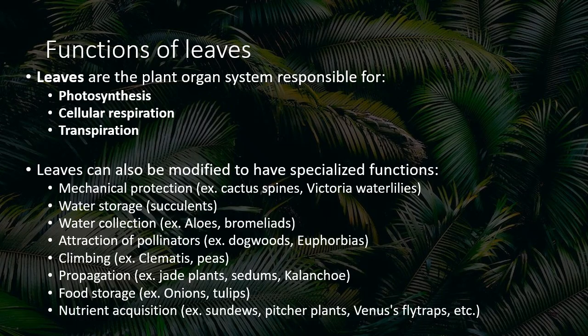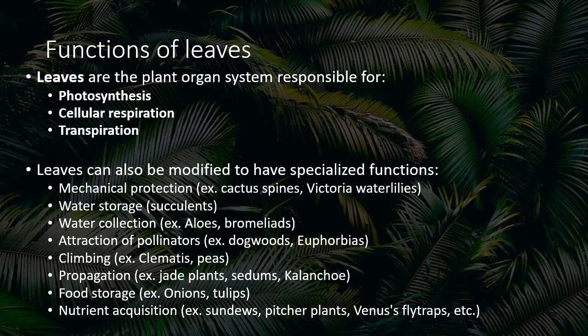Leaves can also be modified to have a variety of specialized functions, and I wish I could say that this list is comprehensive. It probably is not. Among the things that a plant can modify its leaves to do are mechanical protection. For example, cactuses have spines. Victoria water lilies have veins on the undersides of the leaves that have large spines as well to protect them from herbivores.